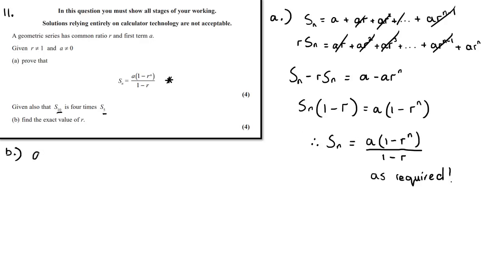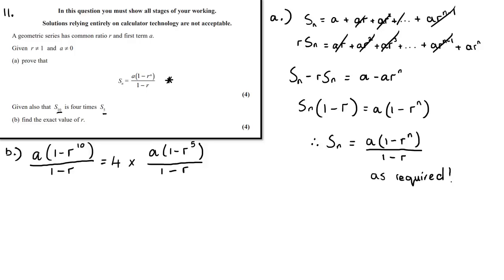So what I get is a times 1 minus r to the n, where n equals 10, so that's 1 minus r to the power of 10. And then we divide this by 1 minus r. And this is equal to 4 times the sum of the first 5 terms, so this is going to be 4 times, and now we just again use this formula here with n being 5. So this is a lots of 1 minus r to the n, where n equals 5, and we divide this by 1 minus r. Okay.